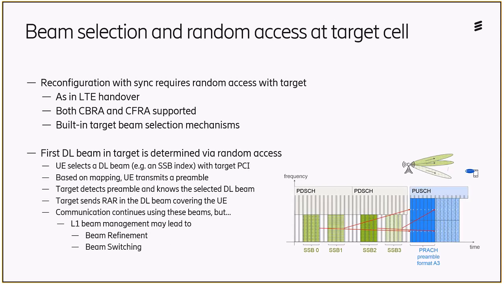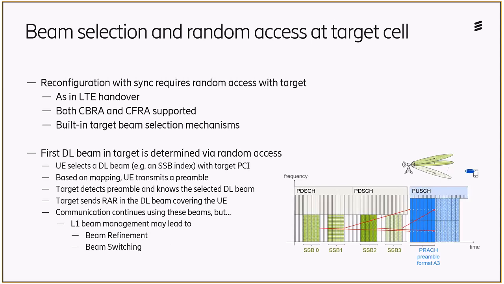This is similar to LTE. You support both contention-based and contention-free. And perhaps one of the differences, at least, is that there is a built-in beam selection mechanism. And how does that work? First, the downlink beam in the target is determined by random access. So the UE, when I know the target, right? I know the PCI of the target I need to go to. So I need to select a beam in that target. So I will do measurements. I will select something.